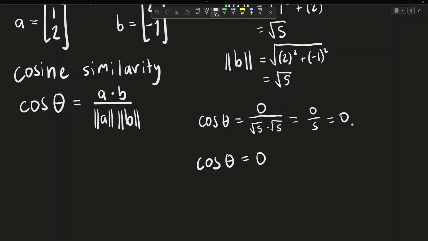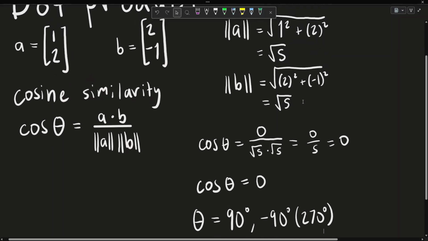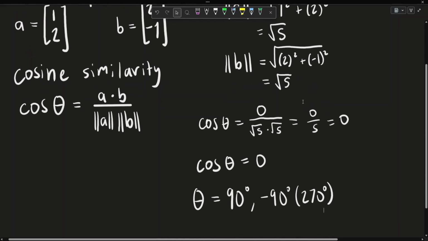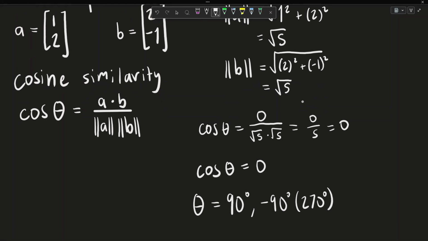We know that this occurs at 2 points on the unit circle: when theta is equal to 90 degrees and when theta is equal to negative 90 degrees, or 270 degrees. And so this proves that two vectors are orthogonal, or that they have a 90-degree angle between one another, when their dot product is 0. Since the numerator is always going to be 0, cosine of theta equals 0, and that has to be one of these two angles.